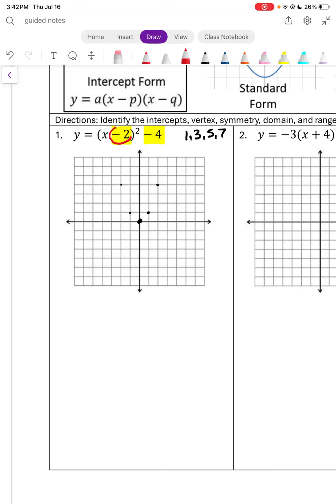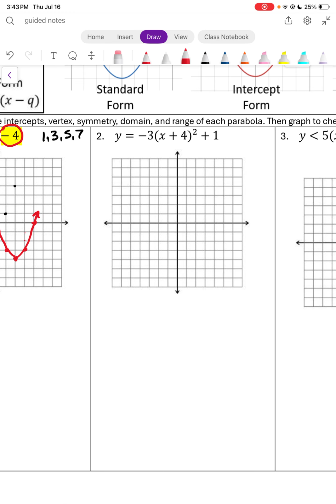Now this parabola has been moved to the right 2 and down 4, so we're going to take every one of these points and move it right 2, 1, 2, and down 4. There's your new vertex, and you can actually just do the 1, 3, 5, 7 pattern from that. 1, 2, 3, 1, 2, 3, and that's going to be the graph of that parabola. Now, if something's been stretched or compressed, we know it's not going to follow that pattern.